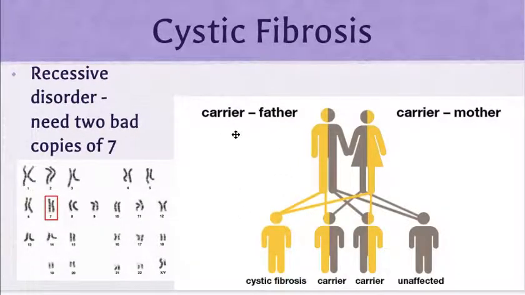So this goes back to that question of the day. You can have a carrier father and a carrier mother, which means they have one bad version and one good version. Yellow is the bad, the gray is the good. And they could each give their bad version to their offspring, in which case they will end up with cystic fibrosis. Or there's a 50-50 chance that the kid ends up with one affected version and one unaffected version, which means that those kids will now be carriers. And then the final possibility is that both of the good versions of the gene get passed on to the child and they will be completely unaffected.